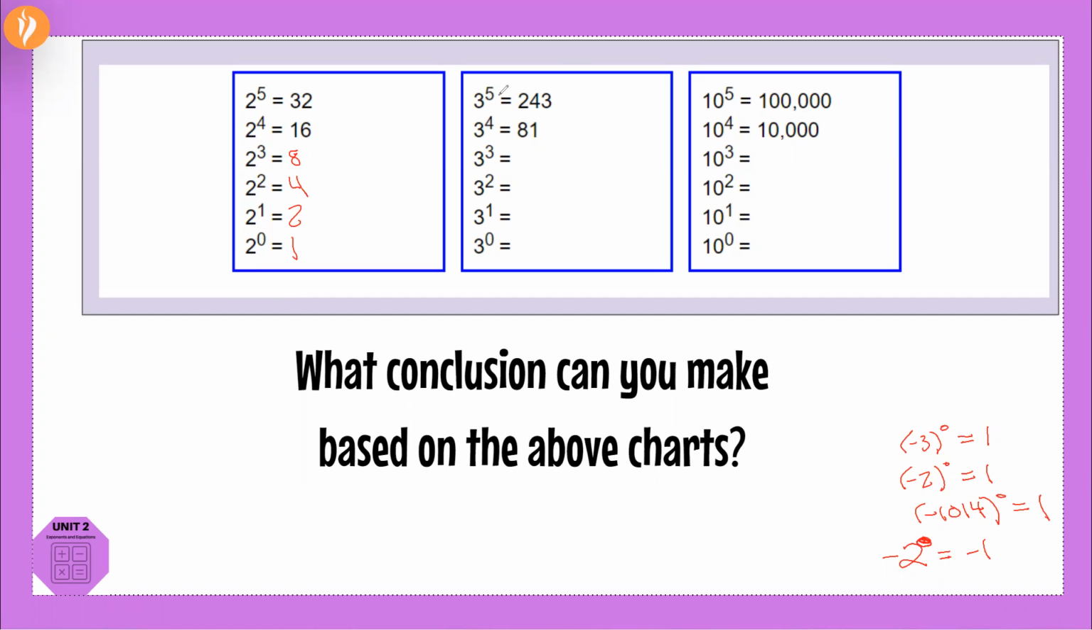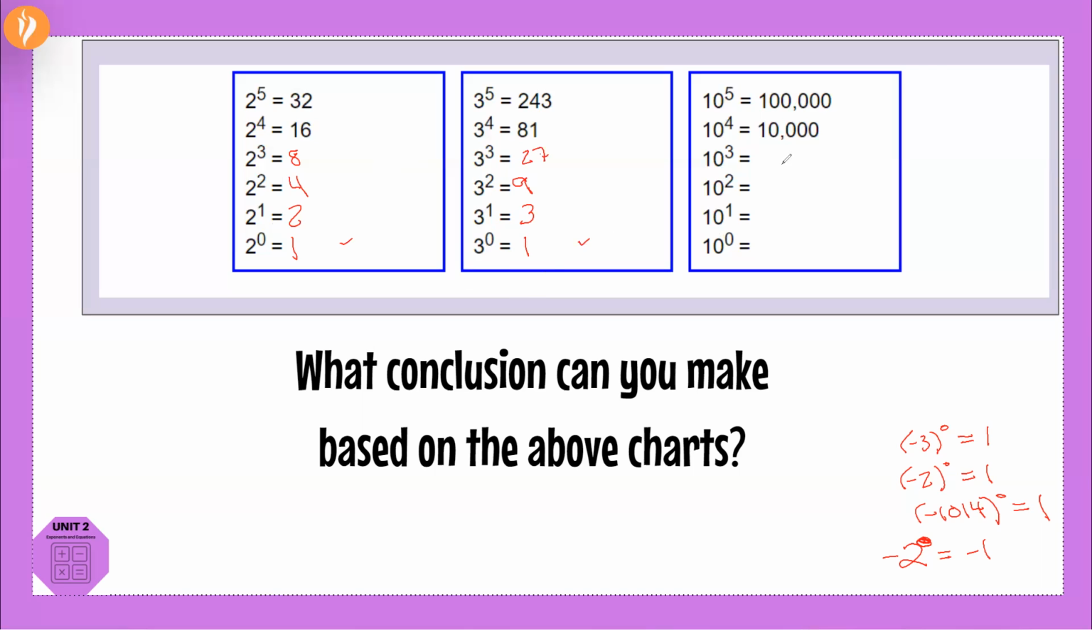3 times 3 times 3 times 3 times 3 equals 243. 3 to the 4th is 81. 81 is a third of 243. 3 times 3 times 3 is 27. 27 is a third of 81. 3 squared is 9. 9 is a third of 27. 3 to the 1st power is 3, which is a third of 9. So the next number would have to be a third of 3. Well, guess what? 1/3 of 3 is 1. Once again, our pattern continues because of this rule right here.